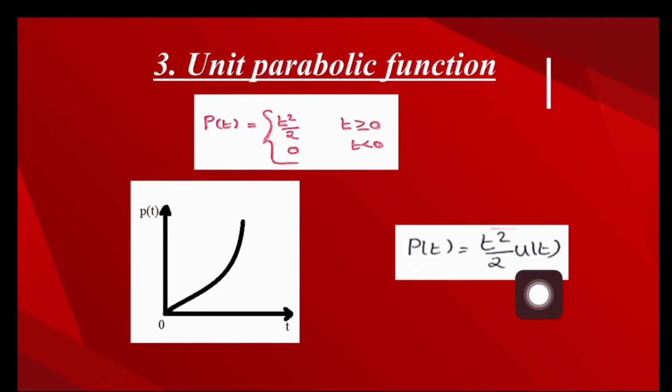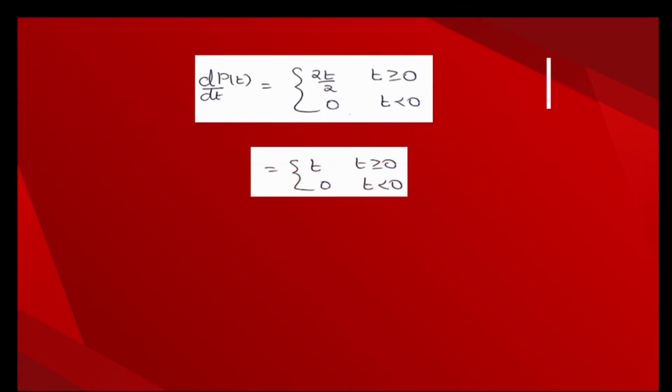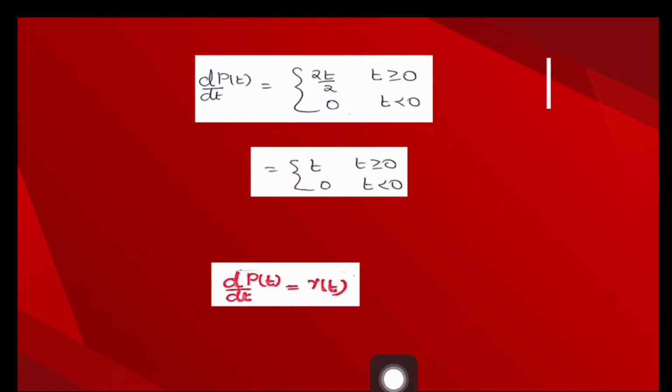What's our next task? Our next task is to find the derivative of p of t. For t greater than or equal to 0, p of t is t square by 2, hence its derivative becomes 2t by 2, that is t for t greater than or equal to 0. And for t less than 0, p of t is 0, hence its derivative is also 0. And this function is nothing but the unit ramp function. So we get d by dt of p of t is equal to r of t.